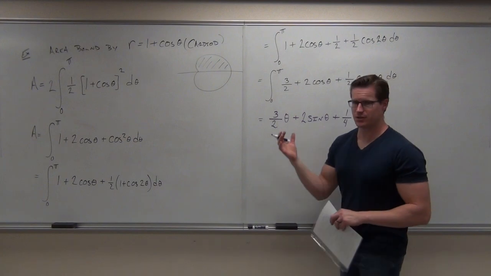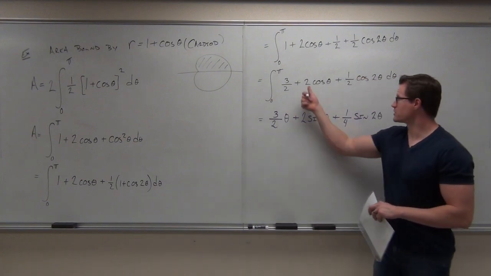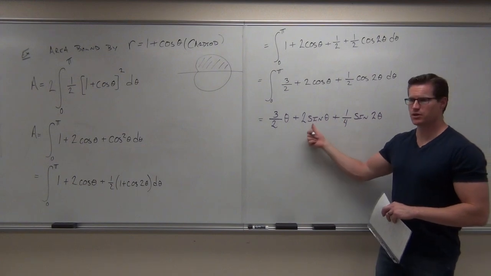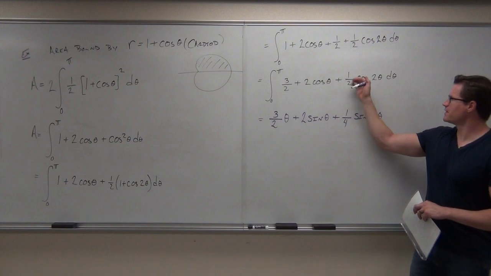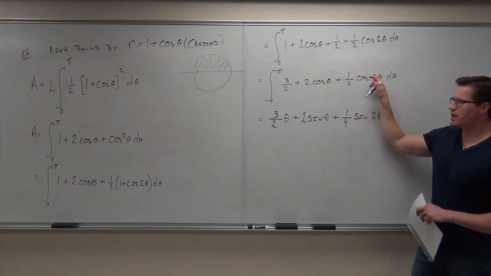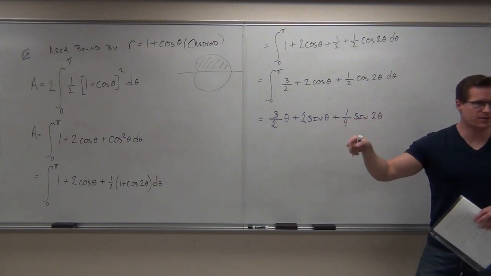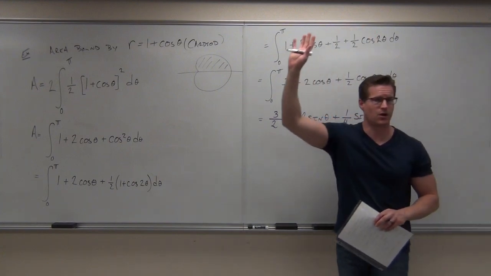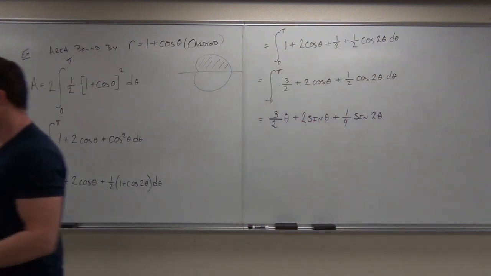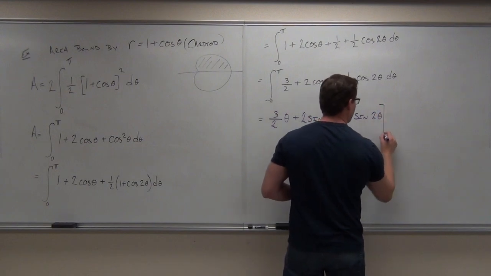I got a 3/2 theta. Did you get a 3/2 theta? Those constants don't just go away. I got a 2 sine theta. Did you get a 2 sine theta? No negatives. I got a 1/2, but then this right here, that's sine 2 theta over 2 because of our u substitution. We divide by the derivative of this little piece. That's going to give me my 1/4. Show of hands if you feel okay with that so far. Okay, we're good. What do we do now? Evaluate. Yep, let's evaluate. Where are we going to go from?